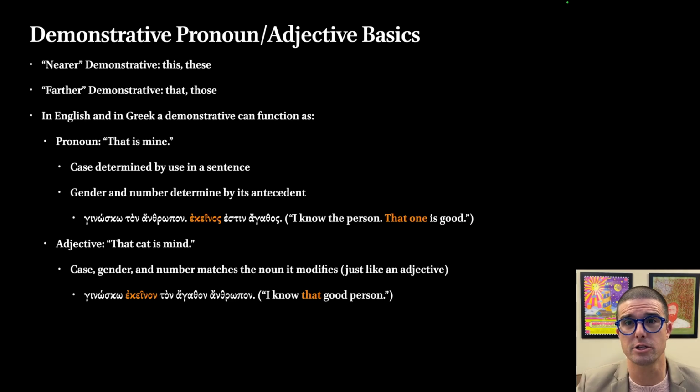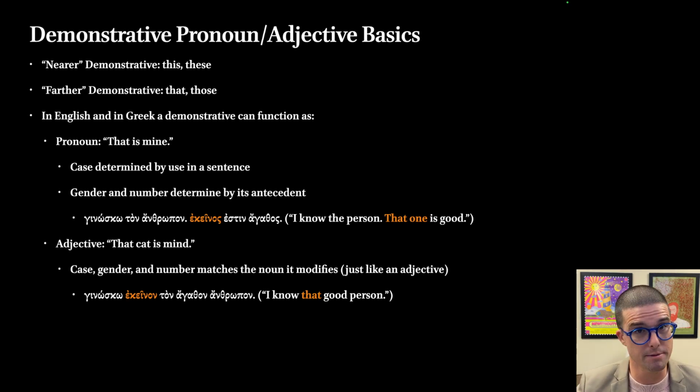In both English and in Greek, a demonstrative can function as both a pronoun and as an adjective. That is to say, a demonstrative pronoun can stand on its own, not directly modifying something else. When a demonstrative functions as a pronoun, the case of the demonstrative is going to be determined by its function in a sentence.